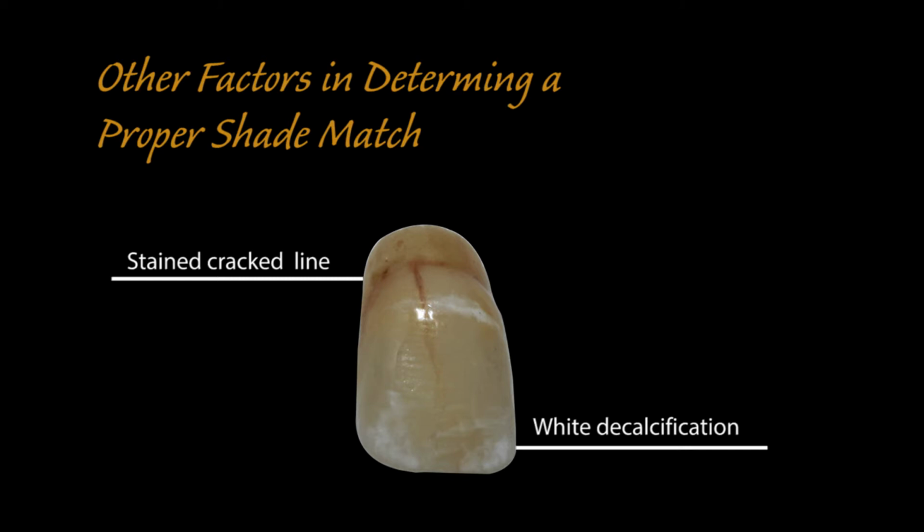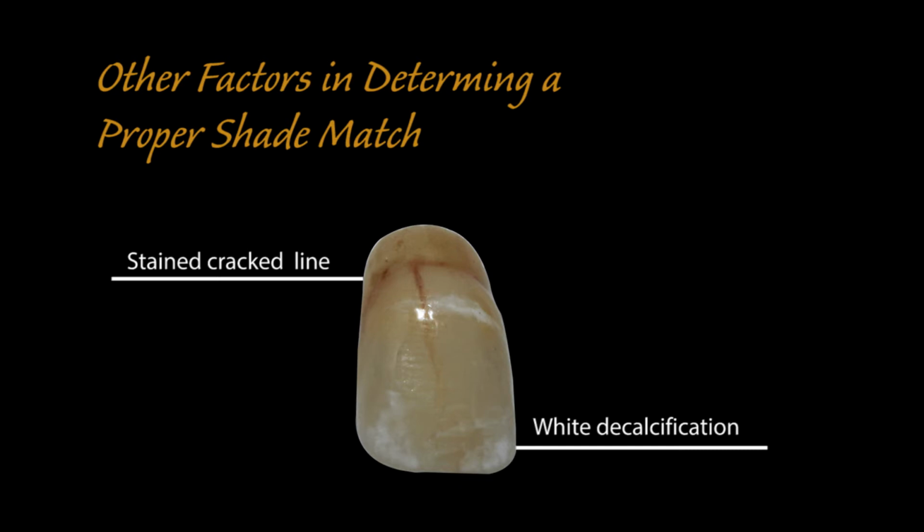What we're looking at when we take shade is we need a baseline. We need a base shade of that tooth. But obviously, we have to put the crack lines and the white decalcification lines in if we're trying to match that to an adjacent tooth. The best way to document that will be through digital photography, which we'll talk about in a few more slides.